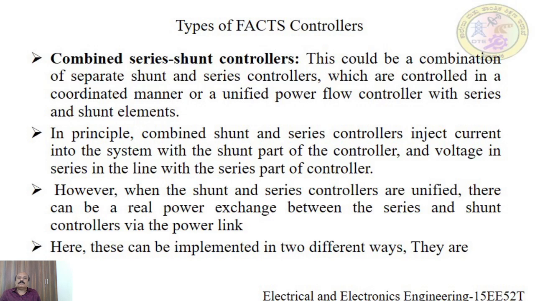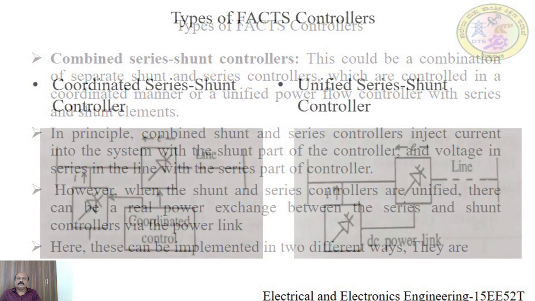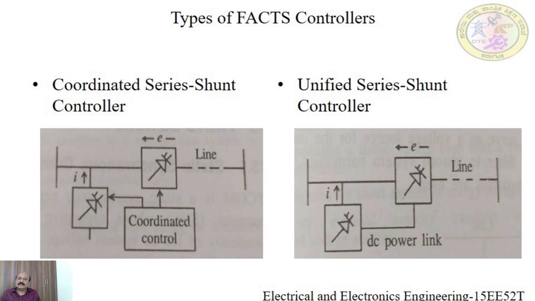The last one is the combined series shunt controller. This may be a combination of separate series controllers and shunt controllers. Series controllers are responsible for introducing the reactance voltage in series, and the shunt controllers are responsible for injecting the current into the lines. These may be implemented in two different ways: the coordinated series shunt controller system and the unified series shunt controller system.